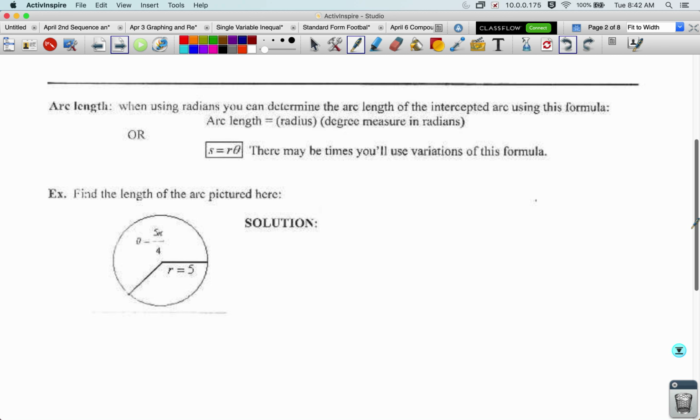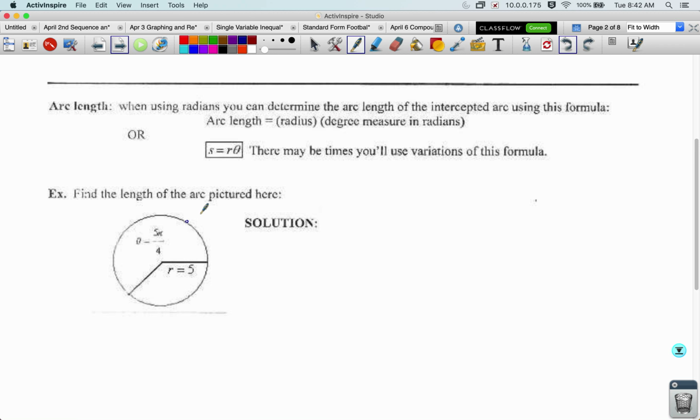Okay, arc length. When using radians, you can determine the arc length of the intercepted arc using this formula. Arc length equals radius times the angle measure in radians. Very easy formula, S equals R theta. This is one of the reasons radians are so useful, it makes this formula very easy. There may be times you'll use variations of this formula.